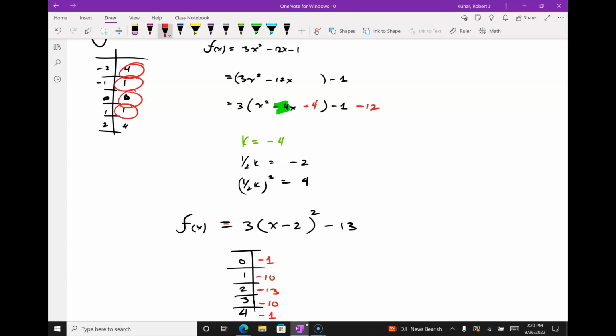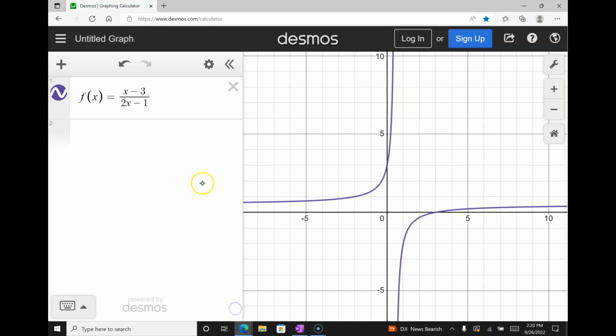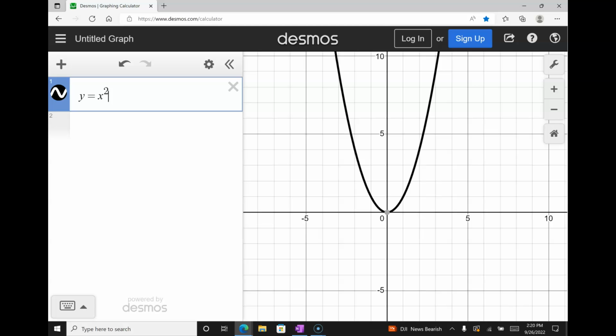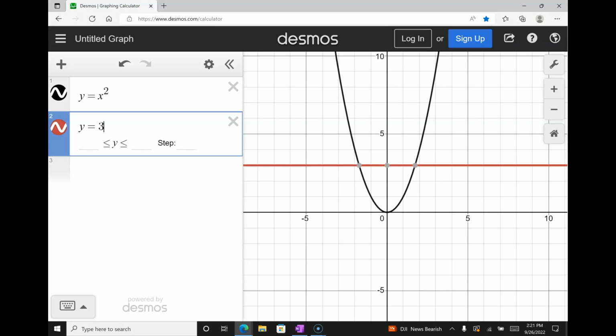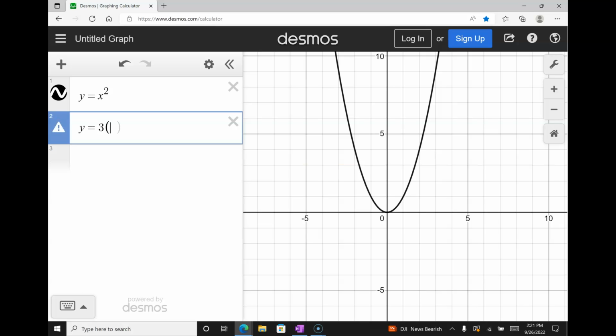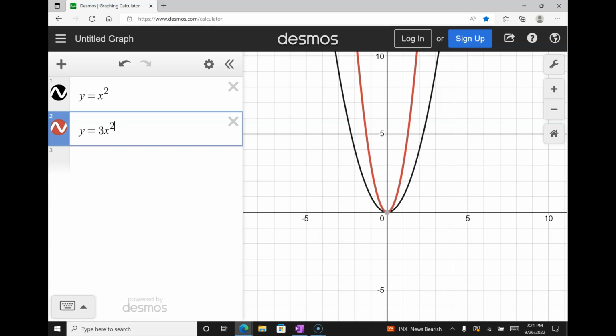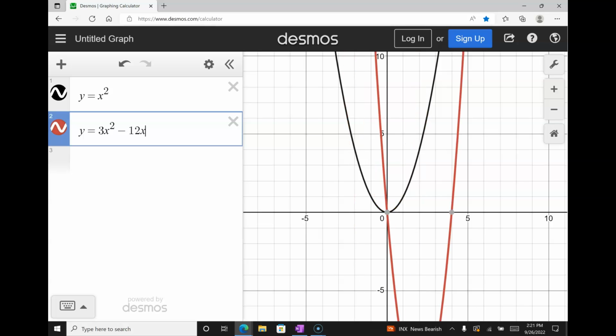You with me? I want to go to Desmos on this, right? So I had one function y equals x squared. And I have my new function y equals 3 times, oh, sorry, it was 3x squared minus 12x minus 1, is that right?